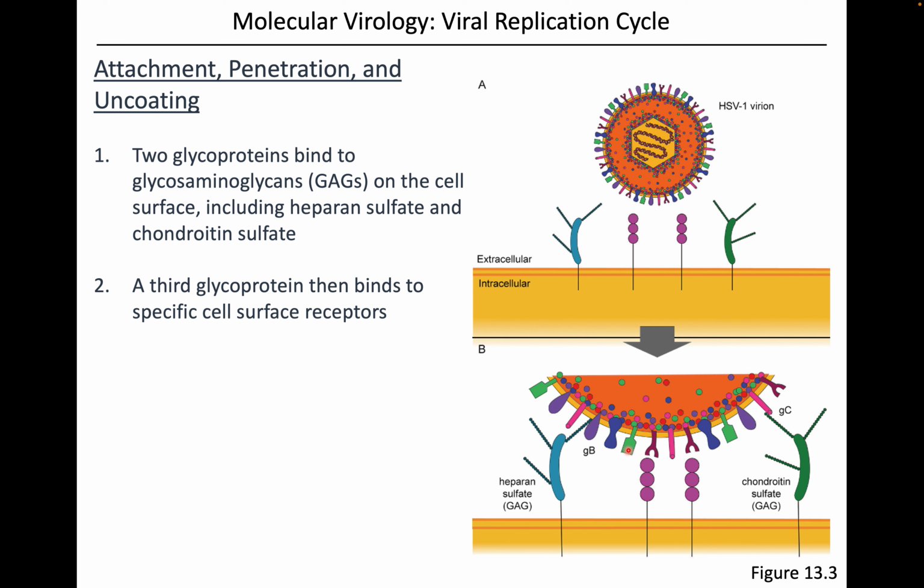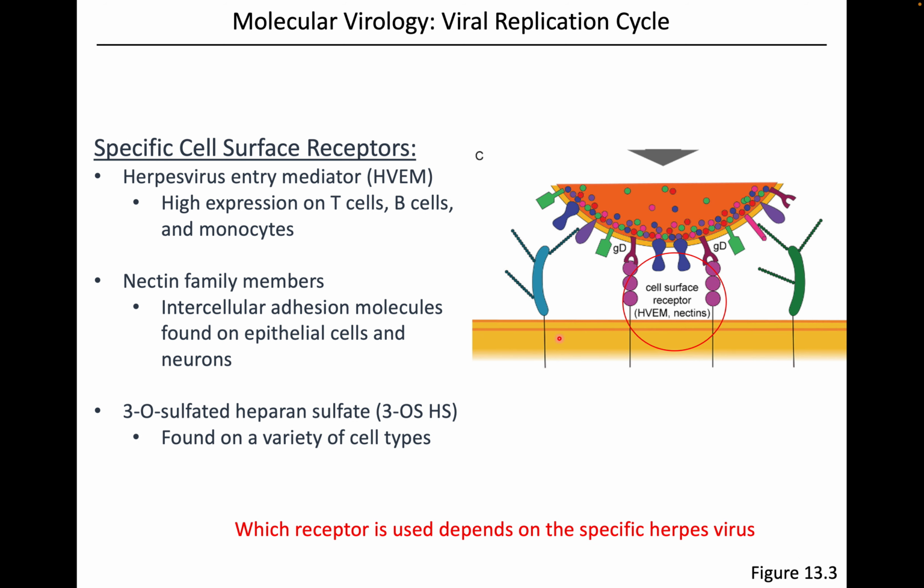And then there's a third glycoprotein here on the surface of the virion that's going to bind to specific cell surface receptors that are going to vary depending on the cell type. So if we're talking about immune cells, T cells, B cells, monocytes, that cell surface receptor is HVEM, herpes virus entry mediator, aptly named. If it's epithelial cells and/or neurons, usually going to be nectin family of proteins as the cell surface receptor.